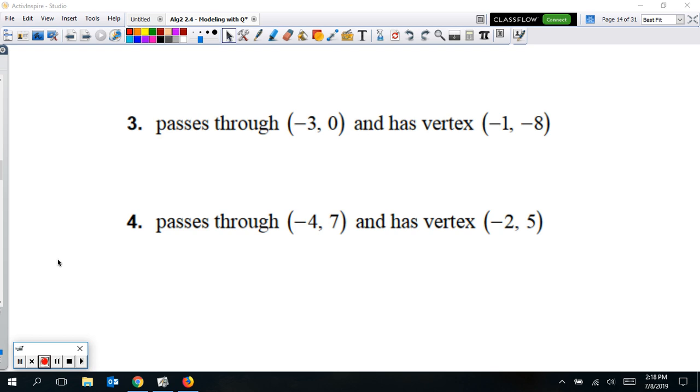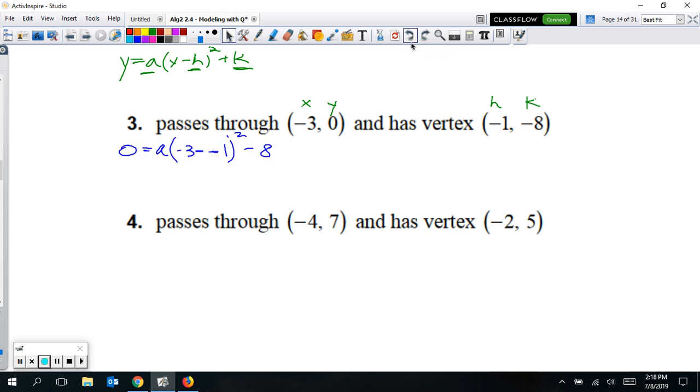Okay, on 3 and 4, it says we're going to still be using vertex form. So let me write this up here on this screen. So again, y equals a and parenthesis x minus h squared plus the k. We're going to underline the ones that we need to fill in for numbers. Well, we do know the numbers for the vertex right over here. That's our h and k. This will be our x and our y numbers. So h is negative 1, k is negative 8. We can already fill those numbers in, but we still need to figure out what the a is. That's where the x and the y will come in to help us.